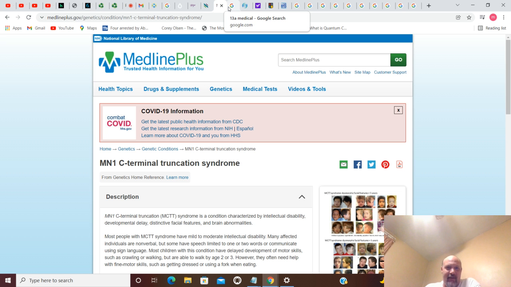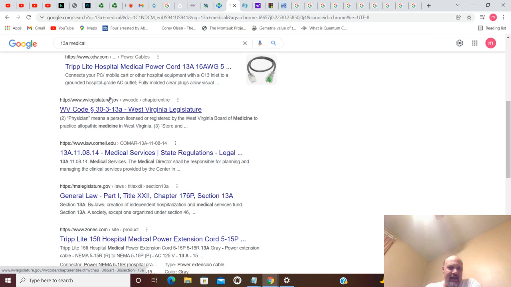If we move on from that, you have 13A. And I left this up because there were several things here. You have West Virginia Code 30-3-13A, West Virginia Legislature. And this deals with the West Virginia Board of Medicine. You also have 13A here, medical services, state regulations. And you also have Section 13A here, bylaws, creation of independent hospitalizations and medical services fund.